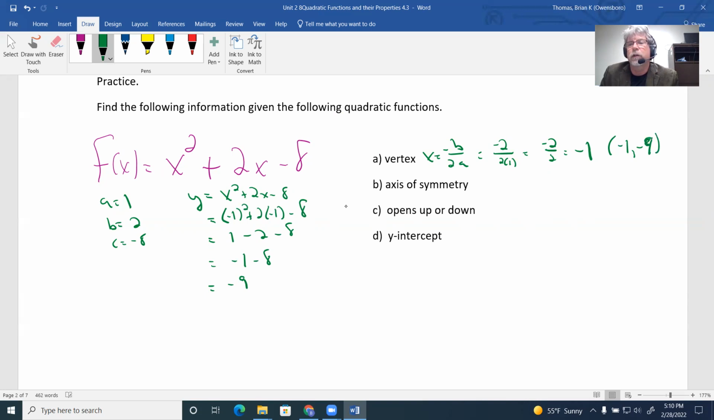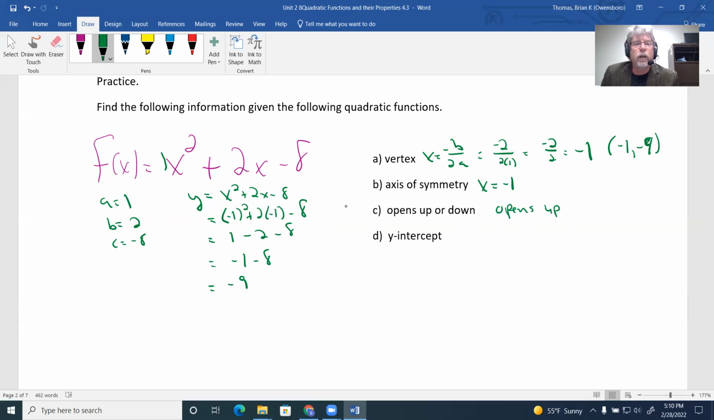So negative 1, negative 9. The axis of symmetry, remember, it's just x equals the x value, so x equals negative 1. Does this graph open up or down? Well, since the coefficient of x squared is a 1, this graph is going to open up. So it's going to be concave up.